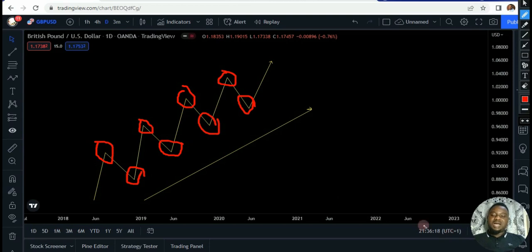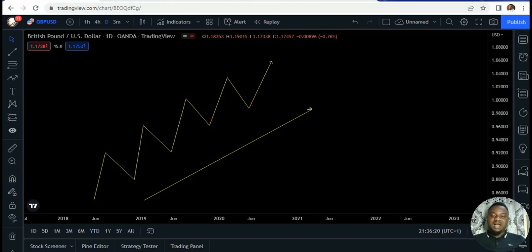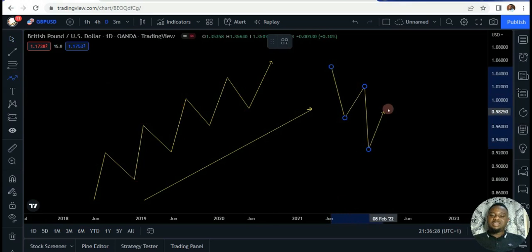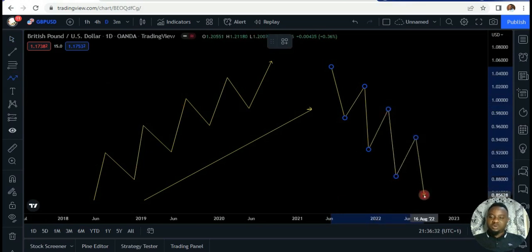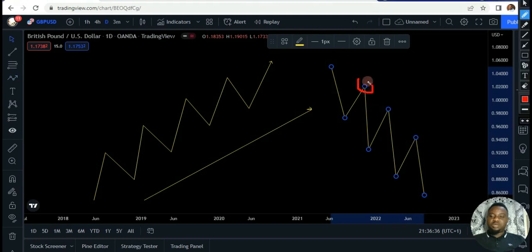Having said this, how do you now identify a downtrend? It's simple. The opposite is the case. We start having lower swing highs and lower swing lows. So we have lower swing highs. You see that the consecutive highs are lower as price progresses. So it means that at this point we are in a downtrend.